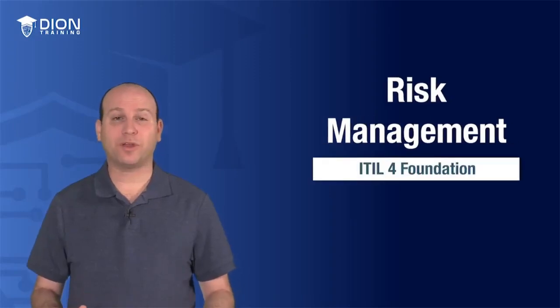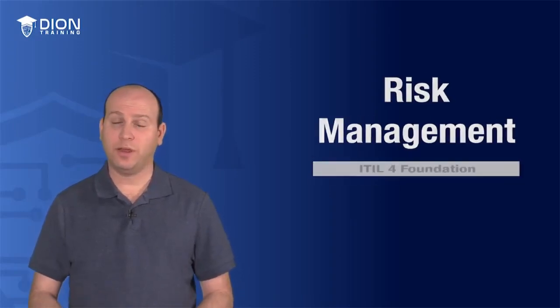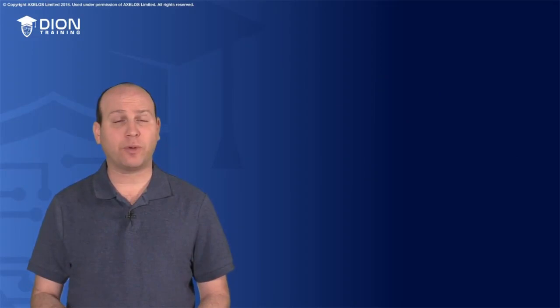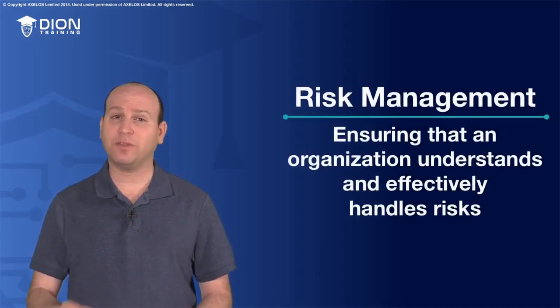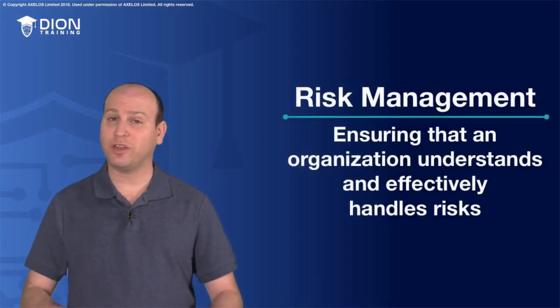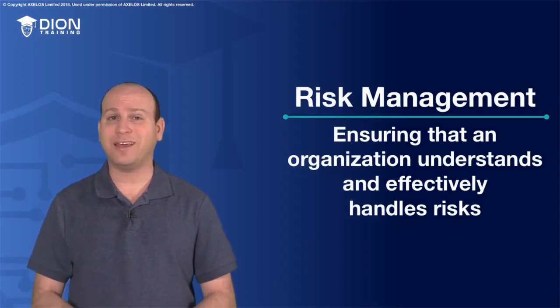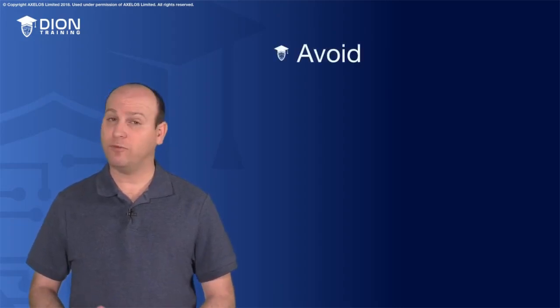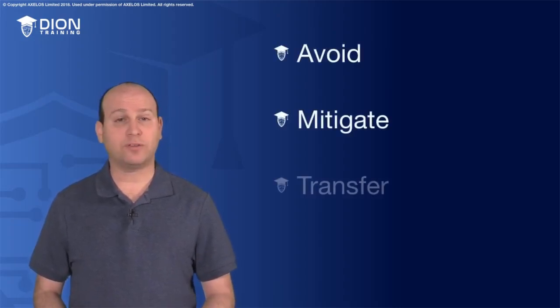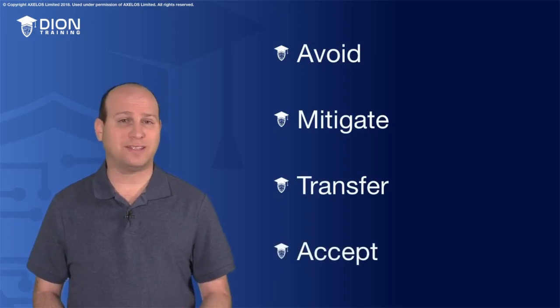The next practice we're going to discuss is risk management. And again, this is just for your general awareness, but it is one we've talked about earlier on in our course because we did talk about those 4 things you can do with risk. When we talk about risk management, this practice is focused on ensuring that an organization understands and handles its risk effectively. Now, when we look at risk, there are 4 things you can do with it. You can avoid risk, you can mitigate risk, you can transfer risk, or you can accept risk.